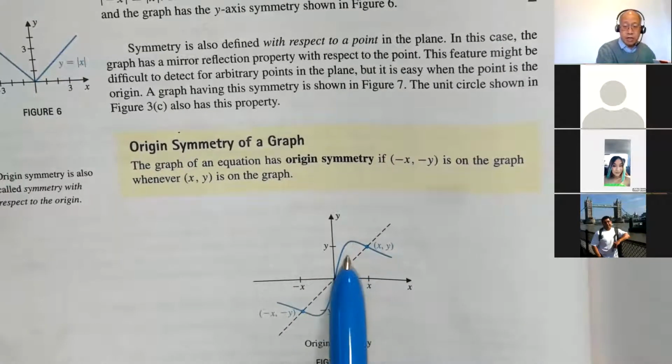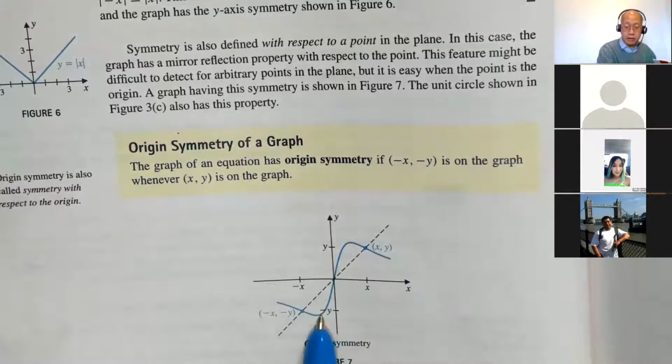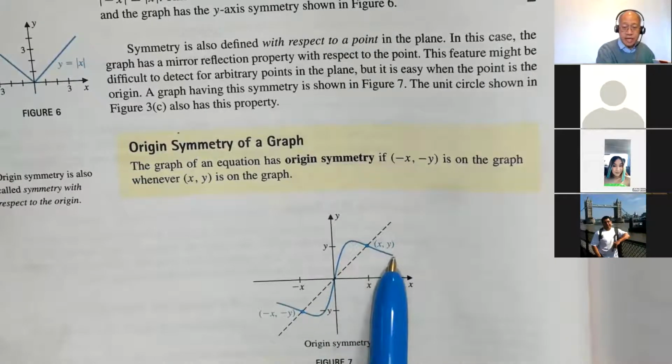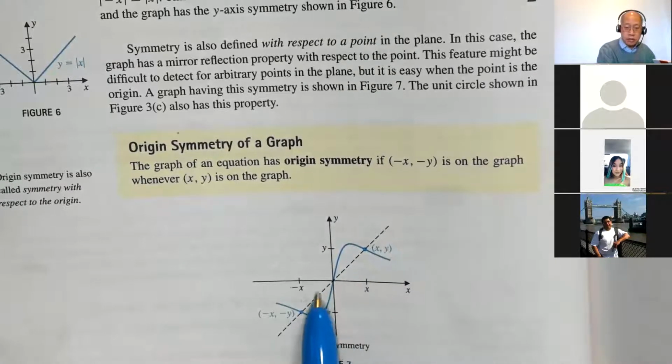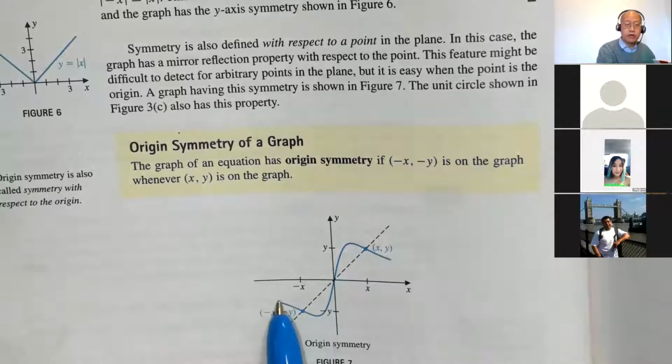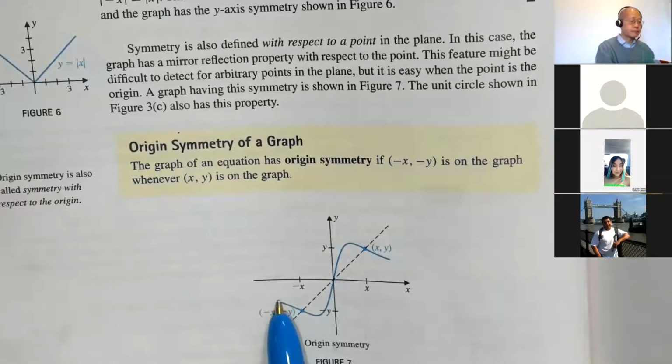This point here, if you bounce it off the origin, it comes down to here. Or this point way at the end here, reflect across the origin, you get a corresponding point over here. That's origin symmetry.